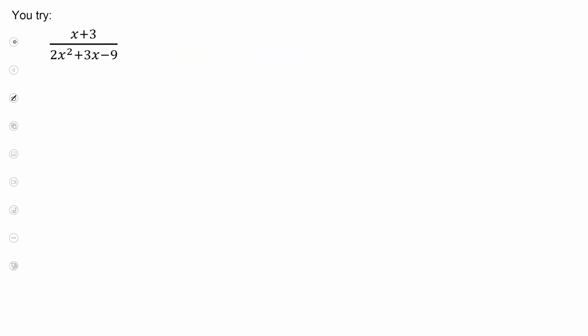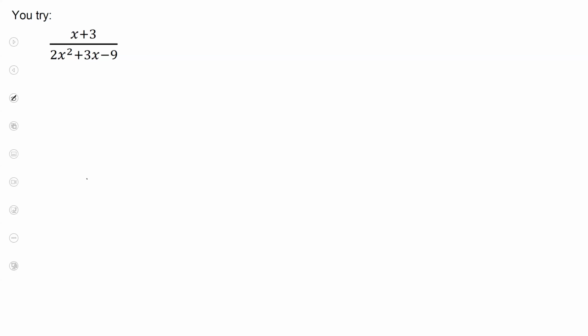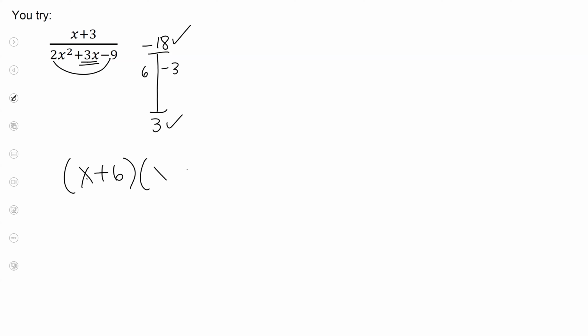All right, we have to factor. I want you guys to try. I'm going to pause here and let you guys try. I'll walk around. Okay, y'all look like y'all were off to a good start. We're supposed to do 2 times negative 9, which is negative 18. And then you want to add to give you 3. Aurelie had 6 and negative 3. Good. 6 times negative 3 is negative 18. 6 minus 3 is 3. So those should be your two numbers. So I'll have x plus 6 and x minus 3.